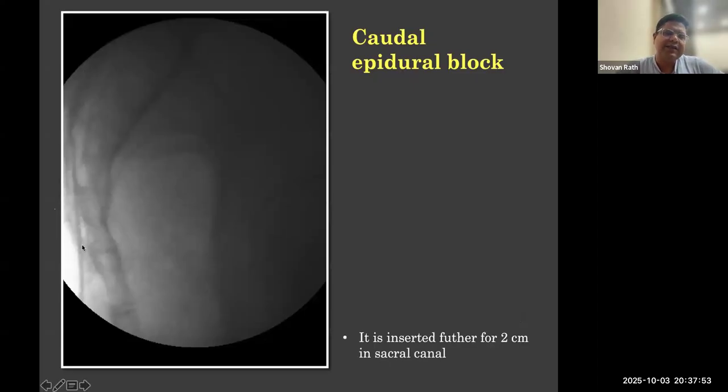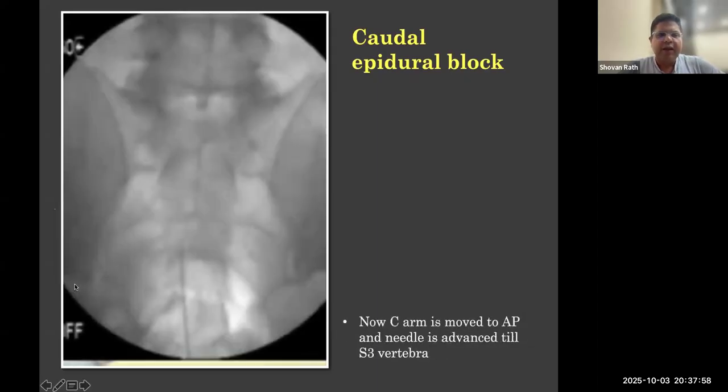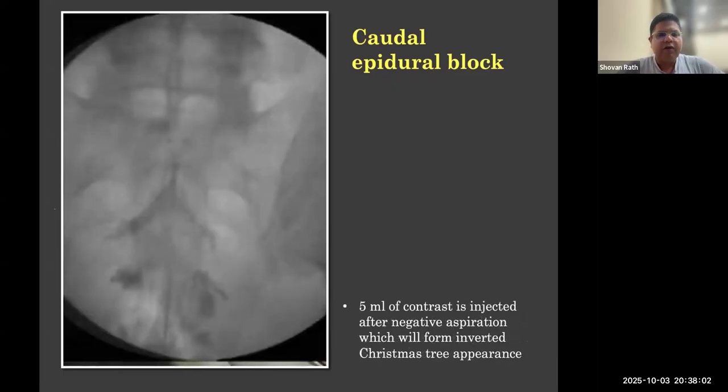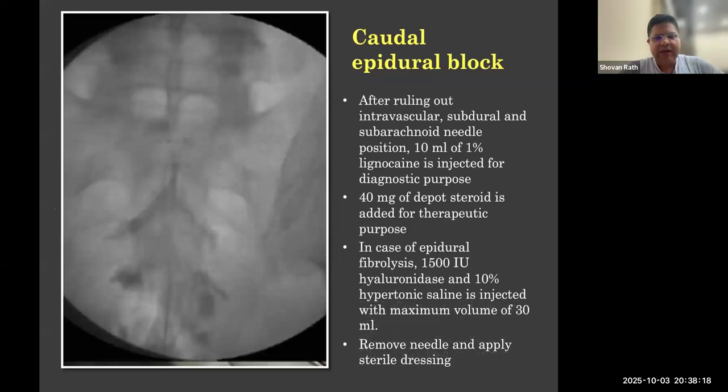This is what you can see. This is the epidural space and the needle is inside the epidural space. Now, this is in an AP view. If you are putting the dye, it will be a Christmas tree appearance as it goes in and comes out at each sacral level. It's a very typical one that is seen in caudal epidural. But again, even if this is coming, just aspirate properly before injecting any amount of drug.